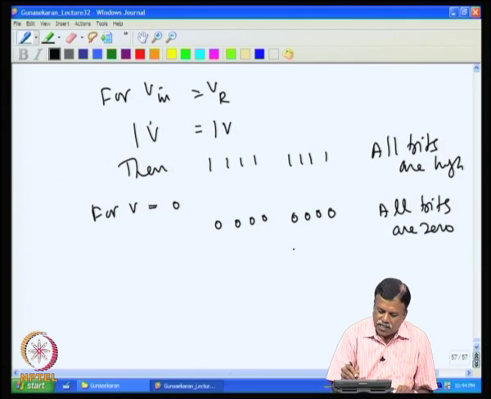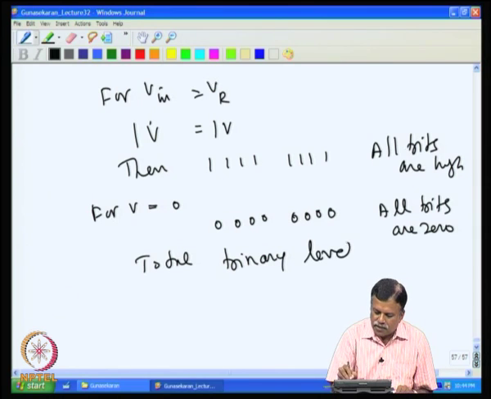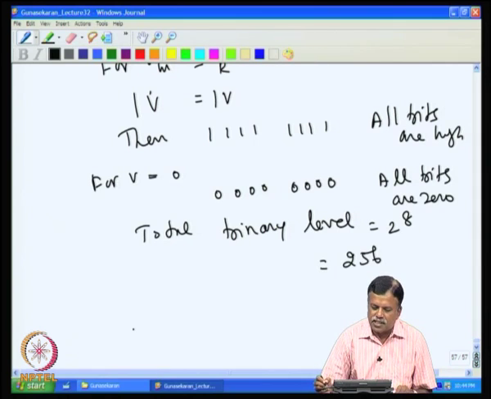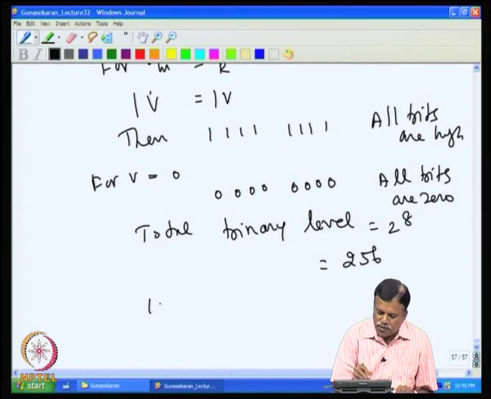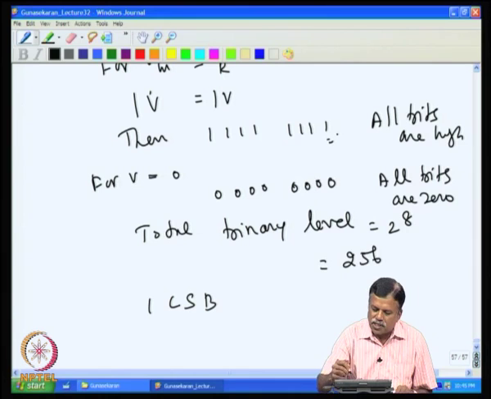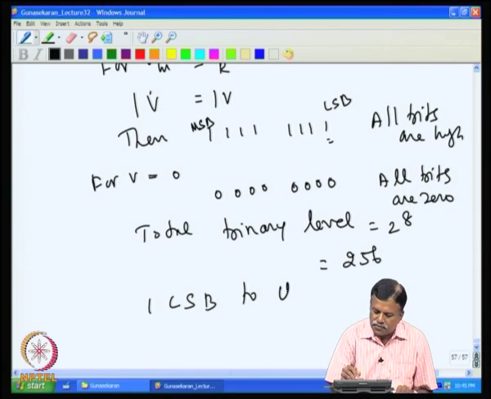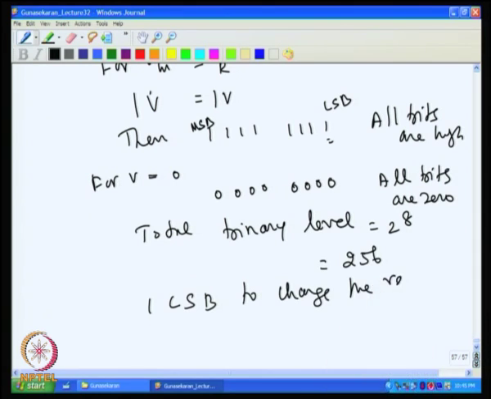ones. So if you take the binary levels, the total number of levels is 2 power 8, that is equal to 256. So essentially for 256 levels you have a 1 volt range. That means for 1 LSB to change, the required voltage is 1 volt divided by 256, that is nearly equal to 4 millivolt. So for every 4 millivolt roughly you will have 1 LSB change.